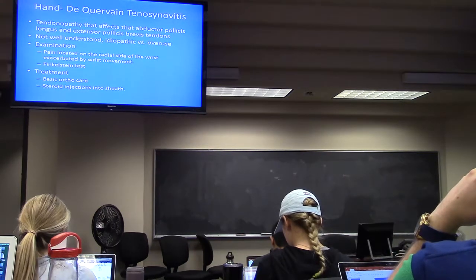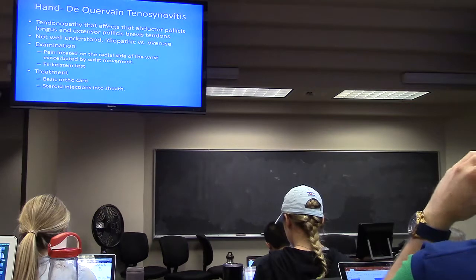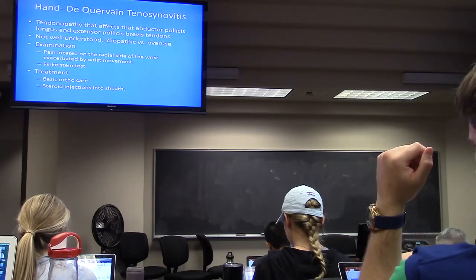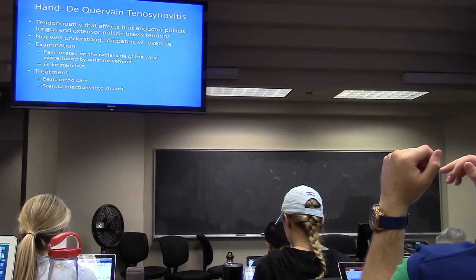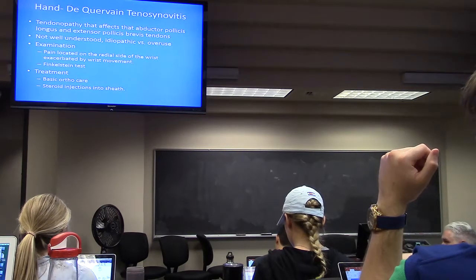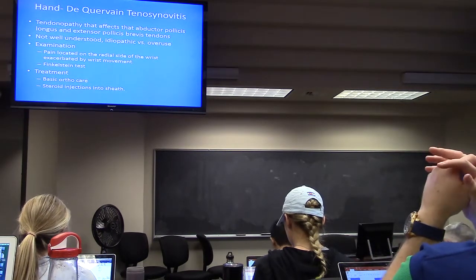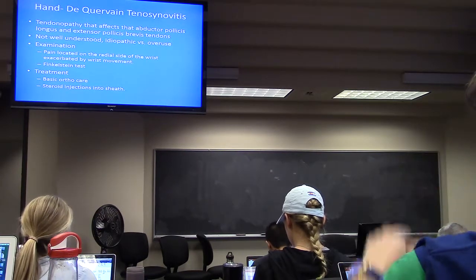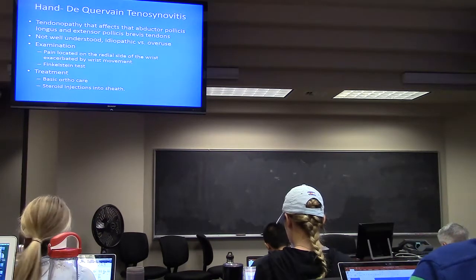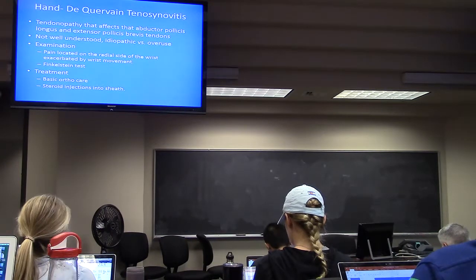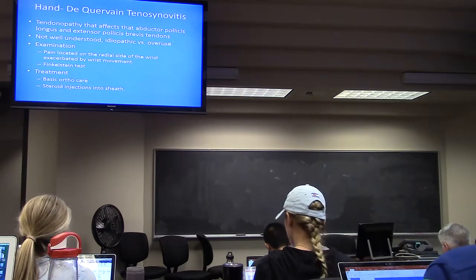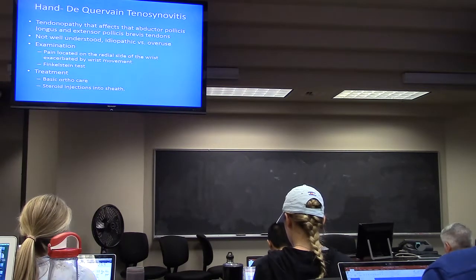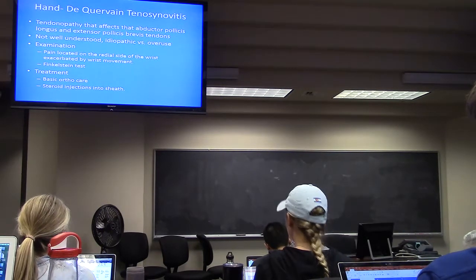So de Quervain's tenosynovitis, this is tendinopathy that affects the abductor pollicis longus and extensor pollicis brevis tendons. Not really well understood, idiopathic versus overuse. I think it tends to be more of an overuse injury. You see it a lot in teenage girls that are just texting way too much. They're sitting there moving this thumb and they get this tendon inflammation along here, or any kind of overuse injury that activates that tendon itself. Treatment's basic ortho care, splinting, NSAIDs, steroid injections into the sheath. You do Finkelstein's test.